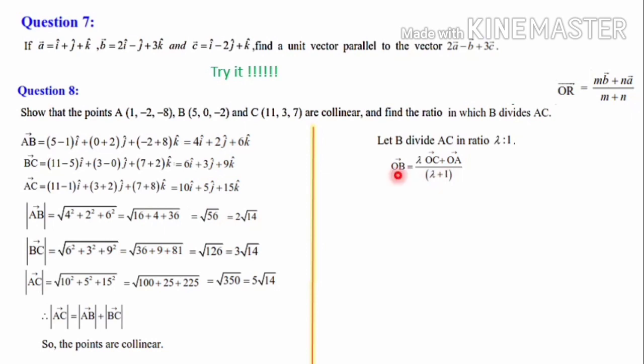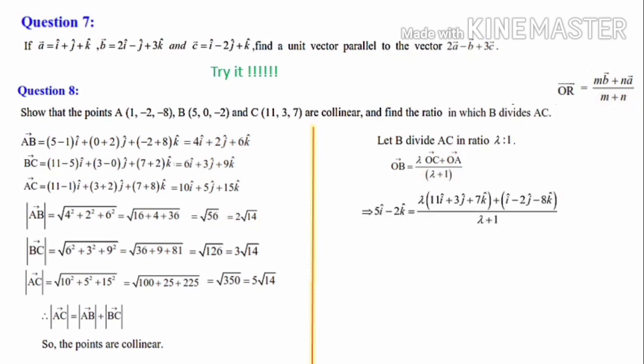Once again, OB, that is the position vector of B, because B is dividing AC. By using this formula, the first ratio is lambda, so lambda into the position vector of C, that is OC, plus n into the position vector of the first one. Here n is 1, so 1 into the position vector of the first point A, that is OA, divided by the sum of the ratios, that is lambda plus 1.